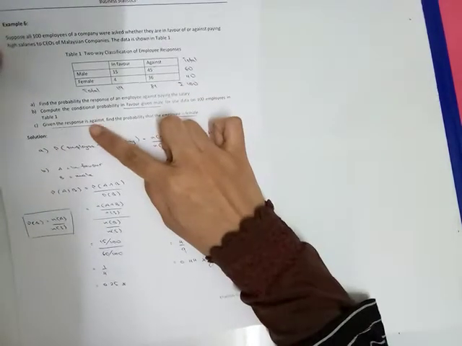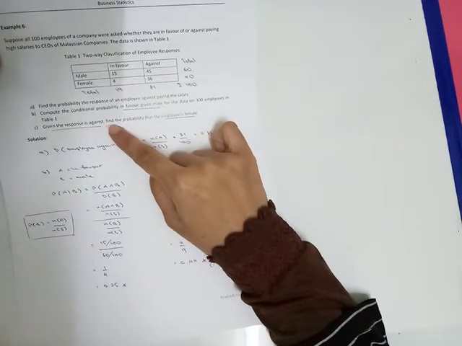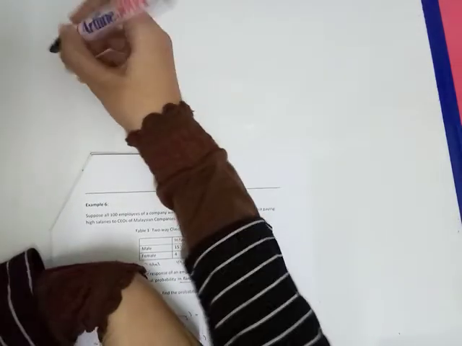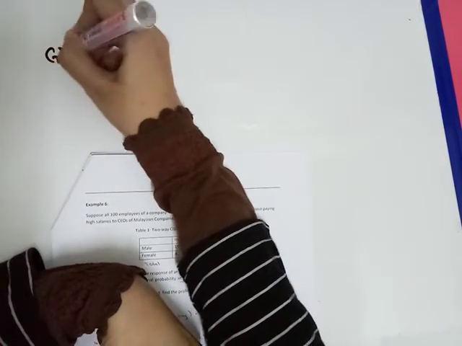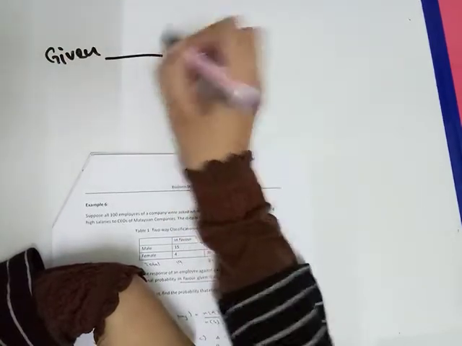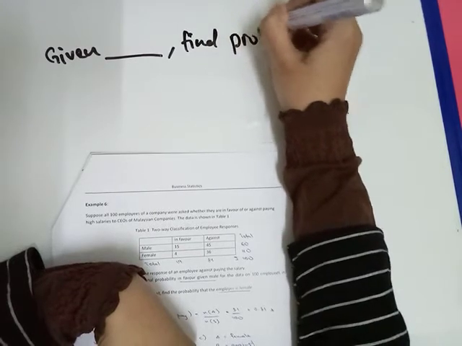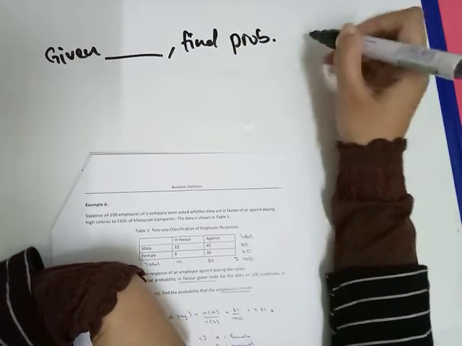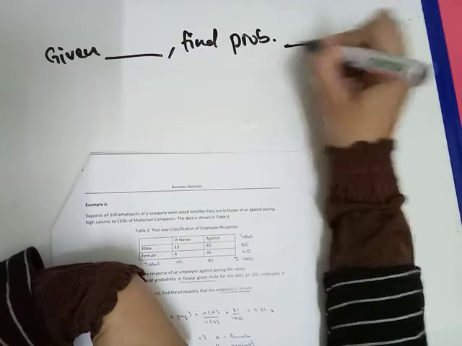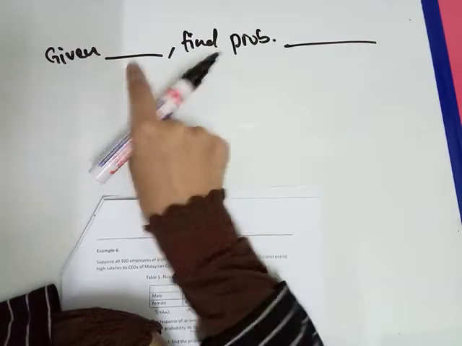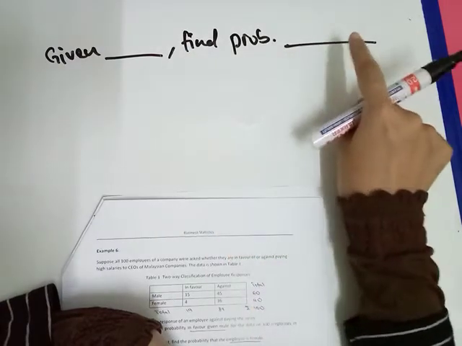And then look at C. Given the response is against, find the probability that the employee is female. Okay, dalam soalan C tu, dia terbalik. Dia ibarat given dulu dia bagi. Given ni. And then find the probability. Find the probability yang ni. Okay, bila given letak kat depan, baru soalan minta find probability of what.